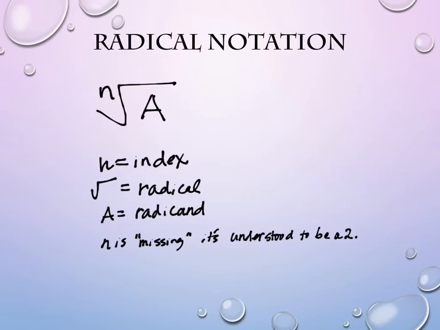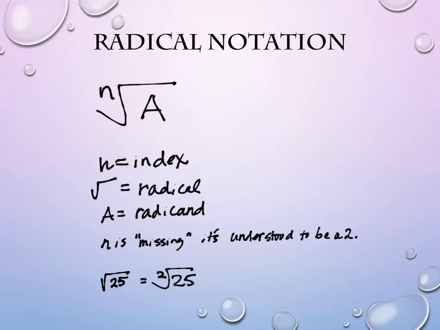So when we did this a moment ago, it's actually the same thing as having this. There's an understood 2 there. And in fact, every single problem that we did, 1 through 4, were understood square roots because they had no number in that corner.